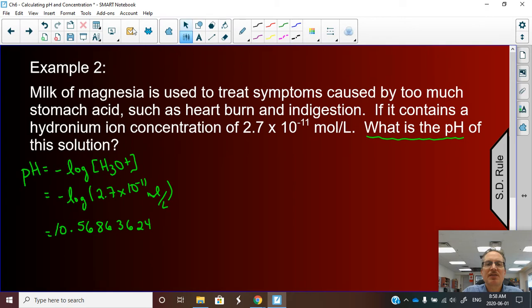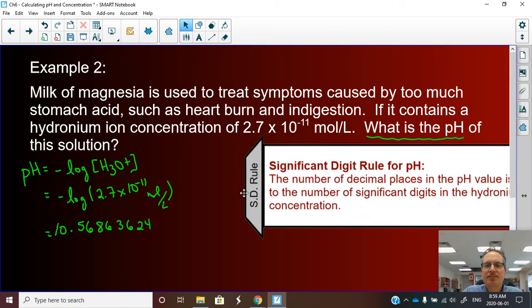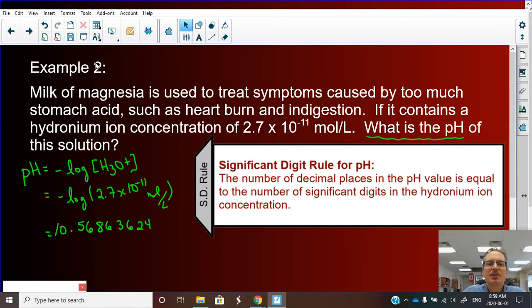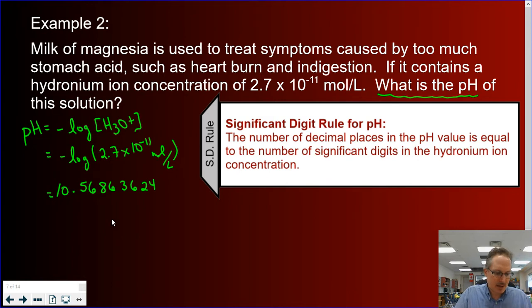So let's remember our rule for significant digits again. Our rule for significant digits states the number of significant digits in the pH value is equal to the number of significant digits in the hydronium ion concentration. So my hydronium ion concentration has 2 total significant digits. Therefore, I am going to be allowed 2 decimal places. So my answer is going to be recorded as 10.57 pH. It's going to round it up to a 7.